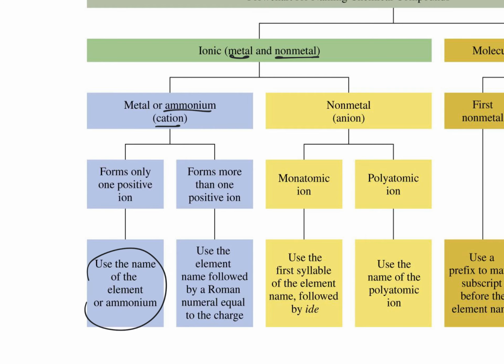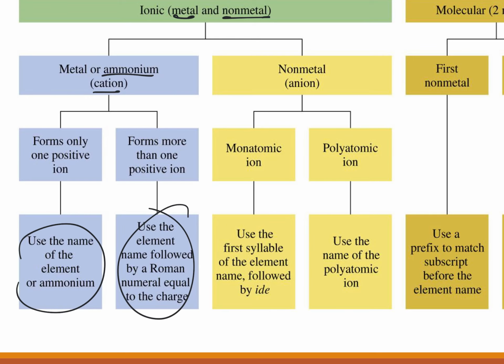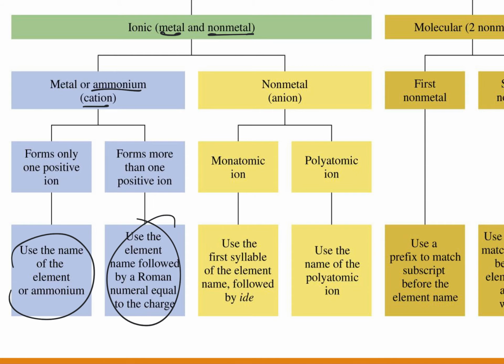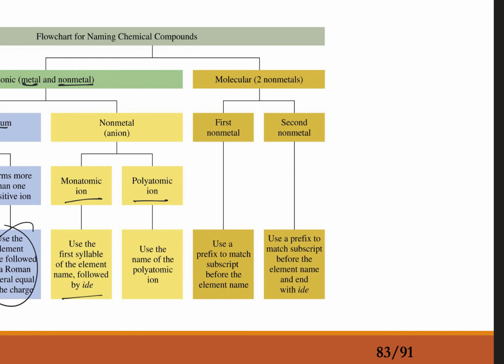If it forms more than one positive ion, you use the stock system with the number as a Roman numeral, the number representing the charge. For the nonmetal, if it's a monatomic ion, use the first syllable of the element name followed by "ide." For the polyatomic ion, use the name of the polyatomic ion. If it's binary, first will be a nonmetal, second will be a nonmetal. Use a prefix to match the subscript before the element name. Like, again, it was dinitrogen tetroxide. Use the prefix to match the subscript before the element name and end with "ide."